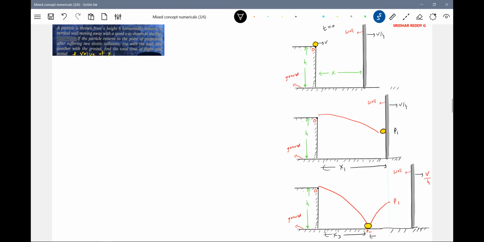I think now almost all the data is ready in front of us. So what is this time? This time will be T_OP1. So then again, P1 to P2, then P2 to O. The sum of all that has to be determined.